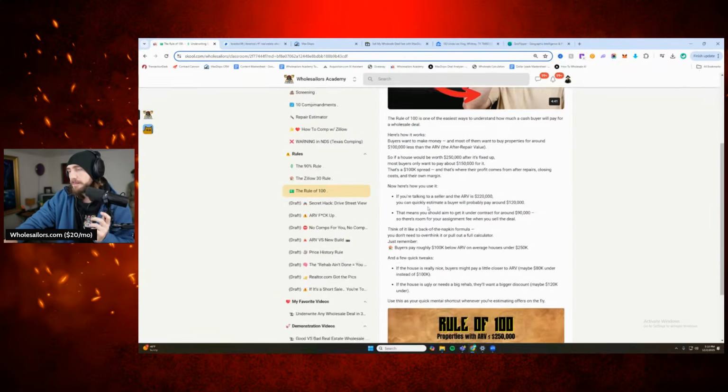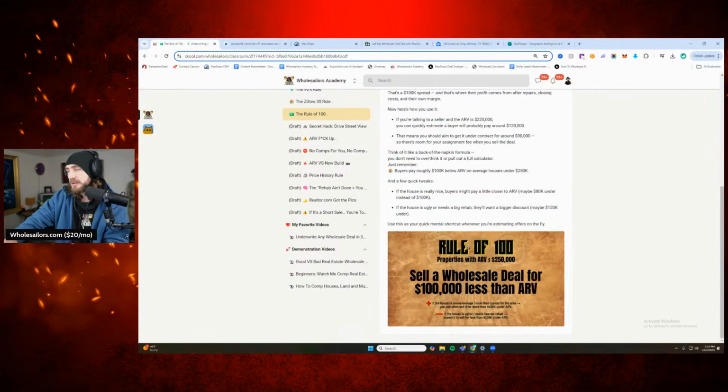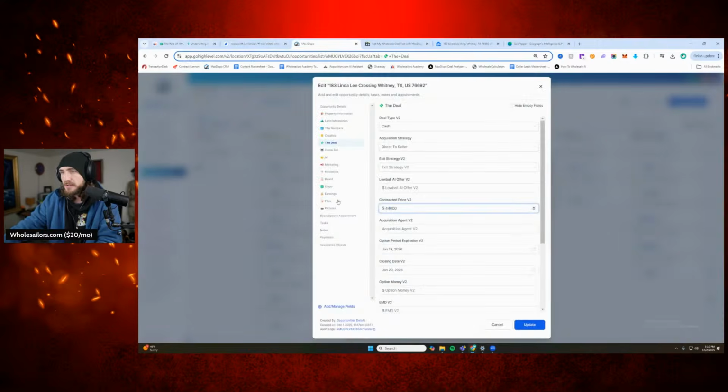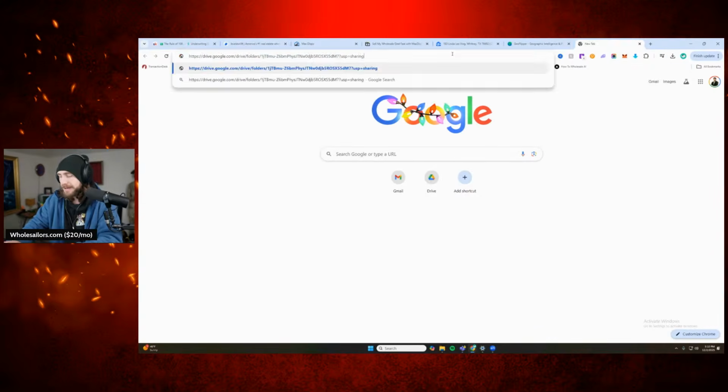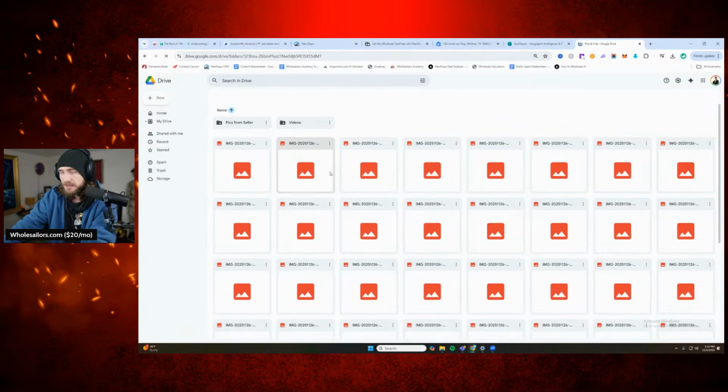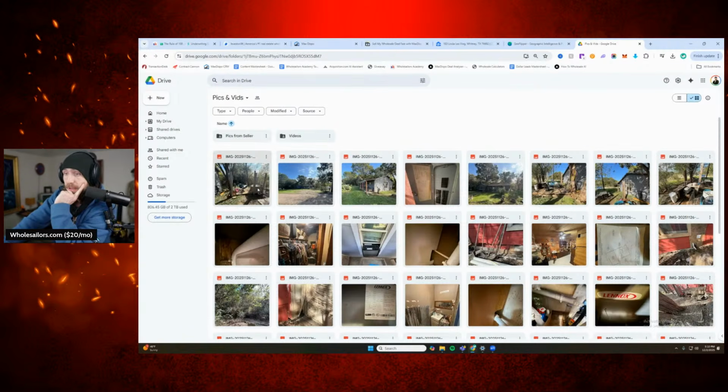We want to find properties for typically $100,000 less than the ARV, what a buyer would pay. So we want to try to get $110,000, $120,000 off. This one meets the rule. I like everything about it. The problem is it's in the middle of freaking nowhere. So, pictures of this property. What I don't believe is our repairs actually $15,000. Let's see if repairs are $15,000.